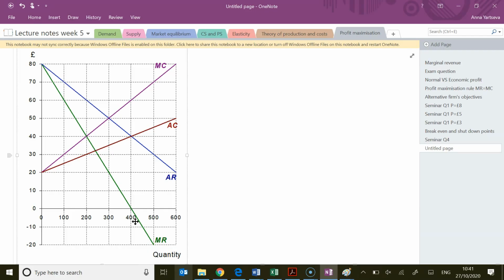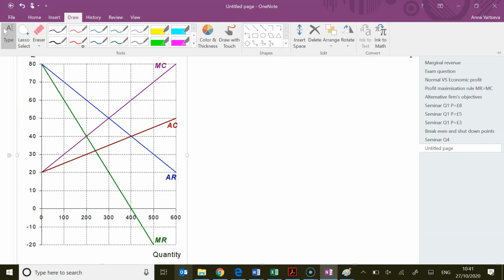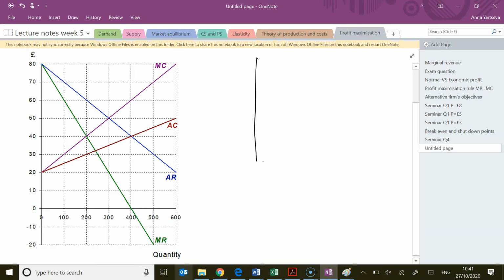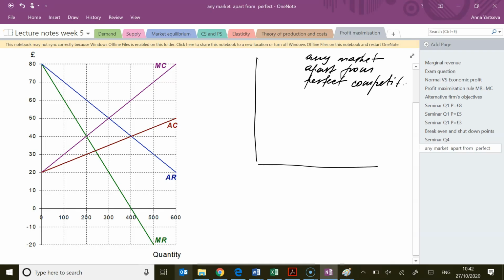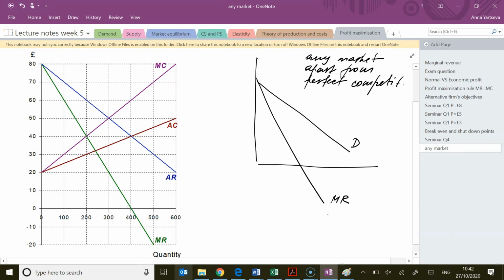And monopoly, as other types of market structure apart from perfect competition, will be facing a downward sloping demand curve. So for any market apart from perfect competition, the graph will look like this: some downward slope in demand and marginal revenue line. As I explained previously, marginal revenue will be below the price and quantity. Demand and marginal revenue line originate from the same point, but marginal revenue line is steeper.